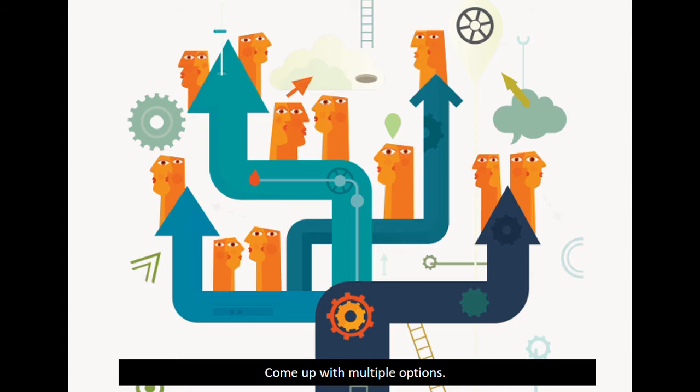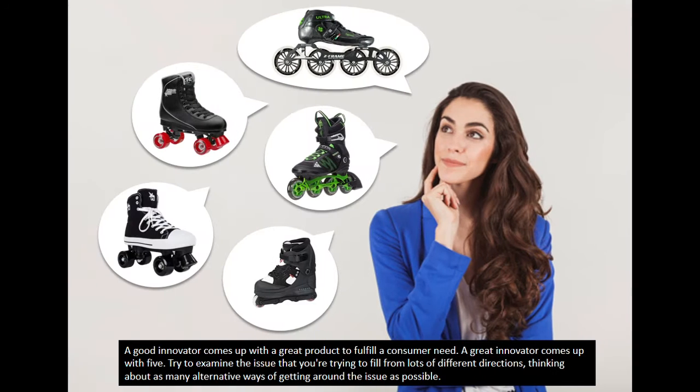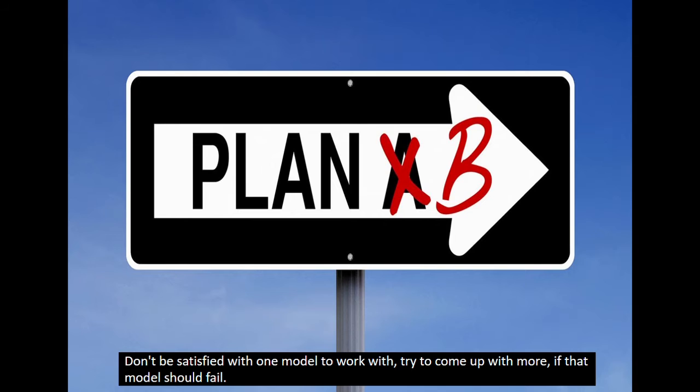Come up with multiple options. A good innovator comes up with a great product to fulfill a consumer need. A great innovator comes up with 5. Try to examine the issue that you're trying to fill from lots of different directions, thinking about as many alternative ways of getting around the issue as possible. Don't be satisfied with one model to work with, try to come up with more, if that model should fail.